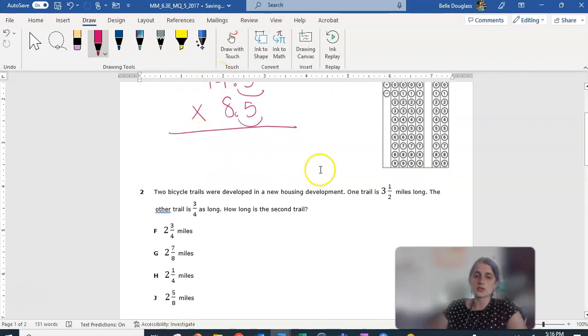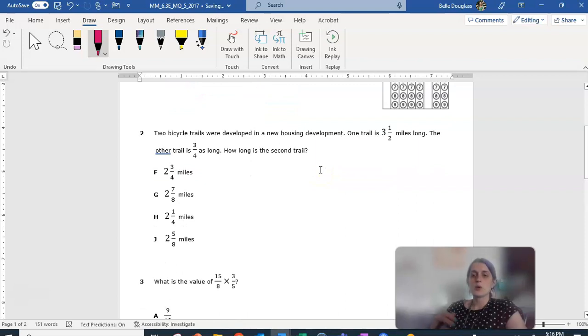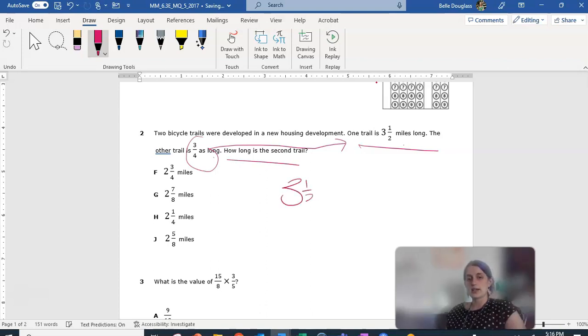2 bicycle trails were developed in a new housing development. One trail is 3.5 miles long. The other trail is 3/4 as long as that. That means that we are going to multiply these two together to find the length of the second trail. So we got 3.5 times 3/4. I can't multiply mixed numbers, I need to change it. So 2 times 3 is 6, plus 1 is 7. I'm going to do 7 halves times 3/4.